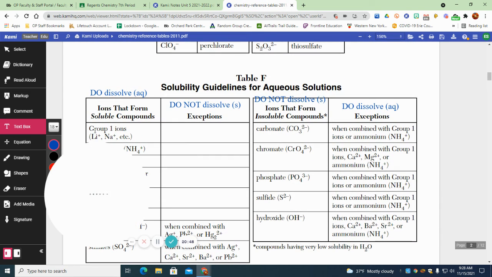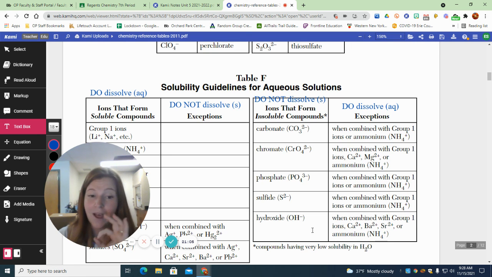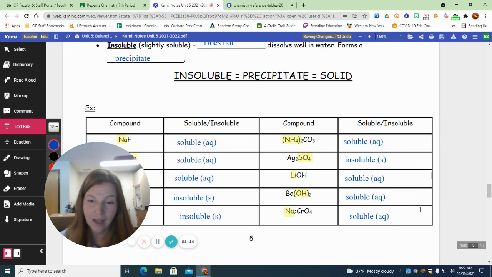LiOH, well, we know lithium is a group 1 ion. It's always soluble, no exceptions. Even if you were looking over on this other side of the table with the hydroxide, you say, but Mrs. Saul, hydroxide is insoluble, so what's going on? Yes, hydroxide is insoluble, except when it's with a group 1 ion. So the fact that I paired that hydroxide with lithium made it soluble. So then our next one, we have Ba(OH)2, which is soluble.